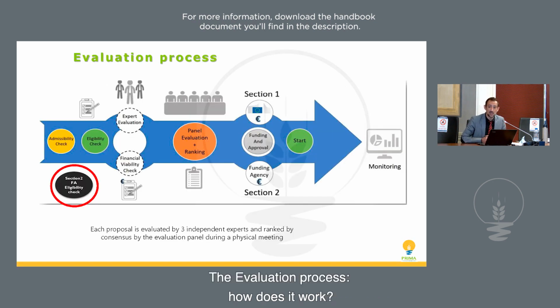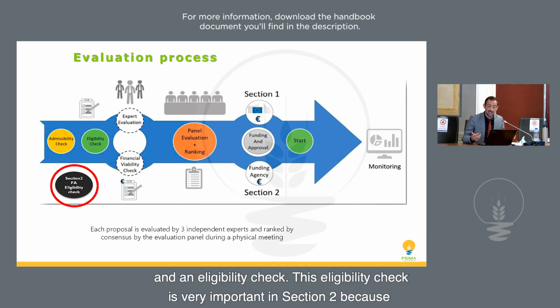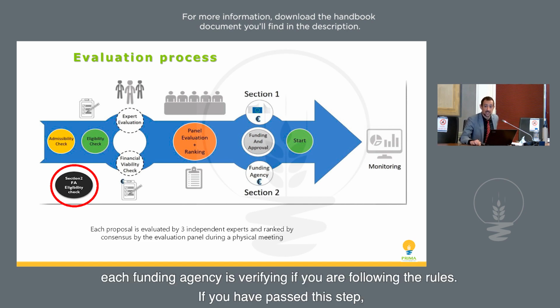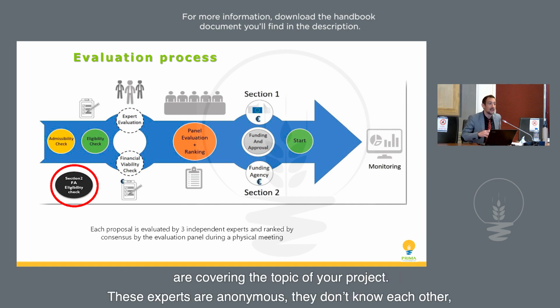Next, the evaluation process. How does it work? You submit your proposal. We receive all the documents, and as I just told you, we will do an admissibility check and an eligibility check. This eligibility check is very important in Section 2 because each funding agency is verifying if you are following their rules. If you have passed this step, so the proposal is declared eligible, we send your proposal to 3 independent experts that are covering the topic of your project.